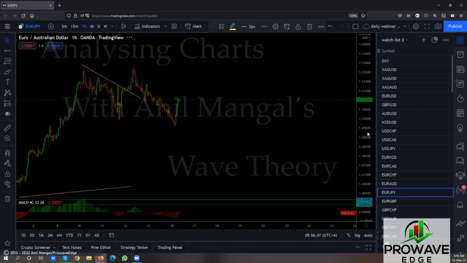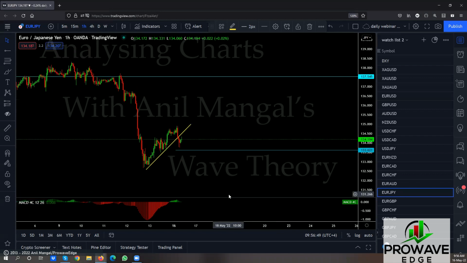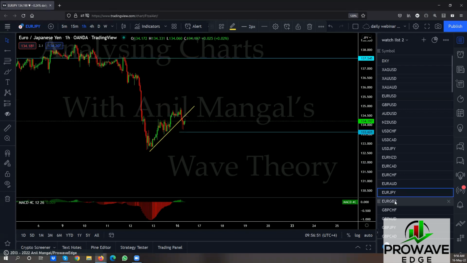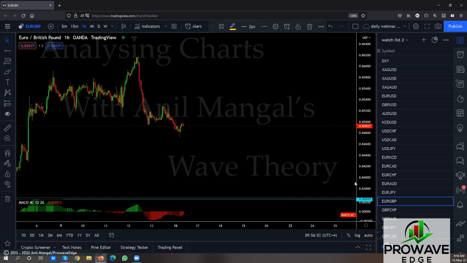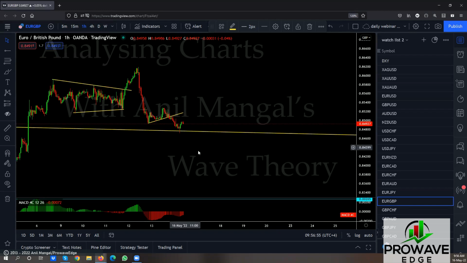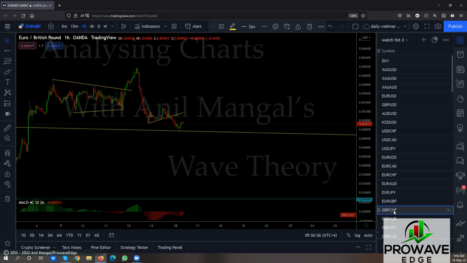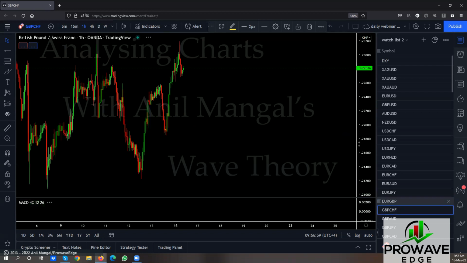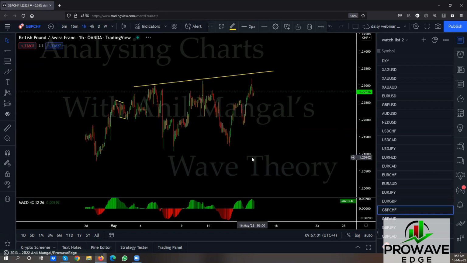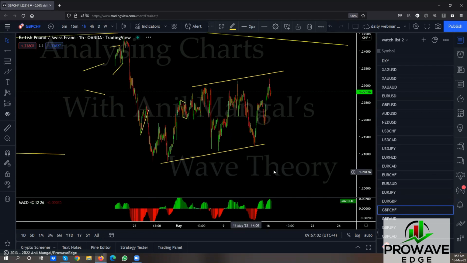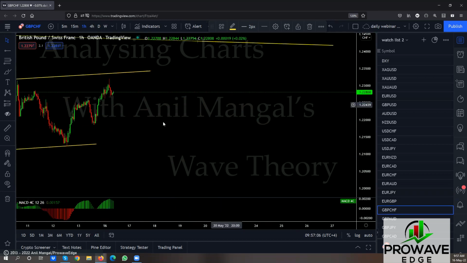Euro yen. We're looking for a sell setup as of now. Euro pound. We sold it, we closed, we'll look for another sell setup. Pound Swiss. Okay, if any sell setup here, we're in the trade.